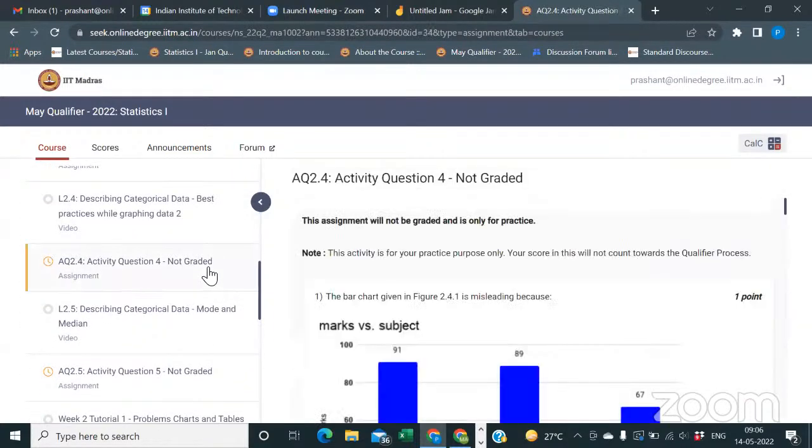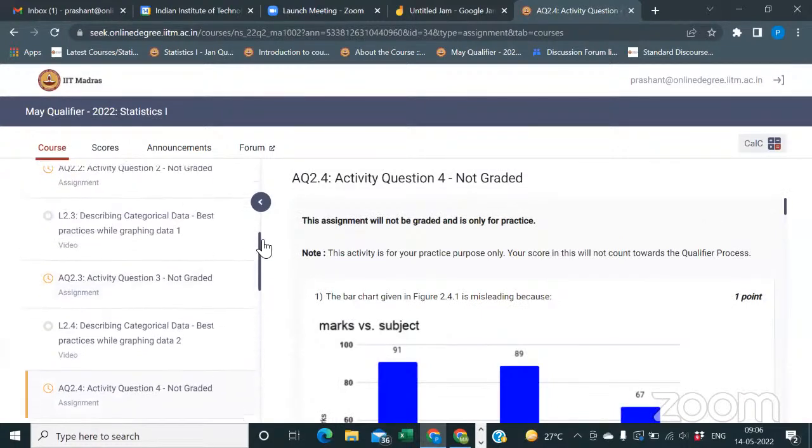In 2.1, I have a doubt in question number 10. Okay, Binay, I will come to it after.